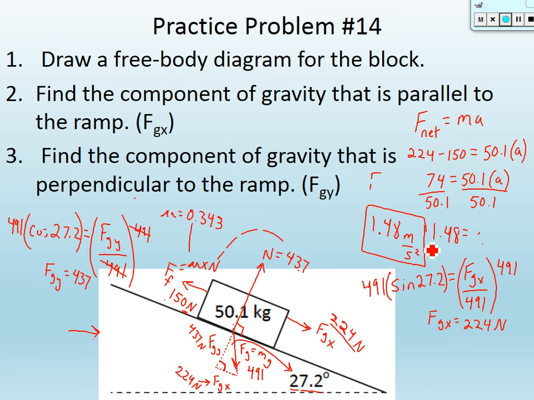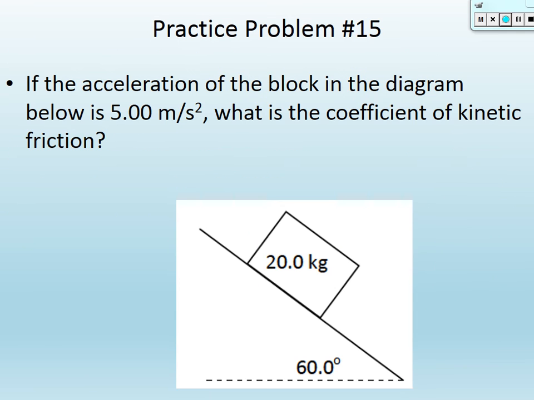Okay, let's go to practice problem number 15. And this one's asking a little bit different sort of a question. But again, I didn't have room to include this in the guided notes, so please take a second and draw that scenario. And it says, if the acceleration of the block is 5 meters per second squared, what is the coefficient of kinetic friction? So we want that coefficient of kinetic friction.